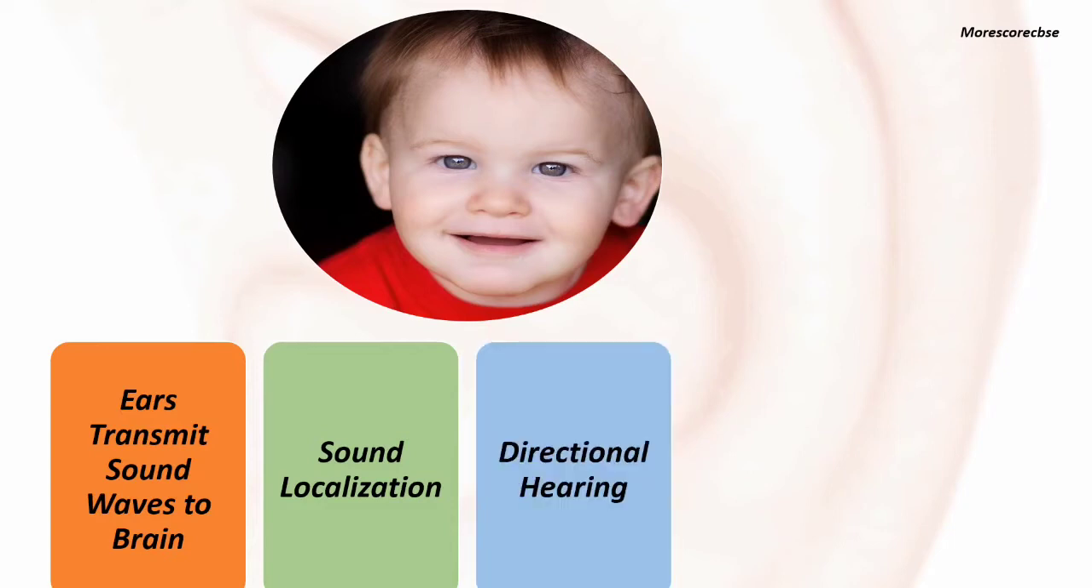Third one is directional hearing. Our ears help us to pinpoint the origin of the sound in the environment. And fourth is to tolerate the loud sounds. Our two ears offer a bit of cushion to tolerate the loud sounds.